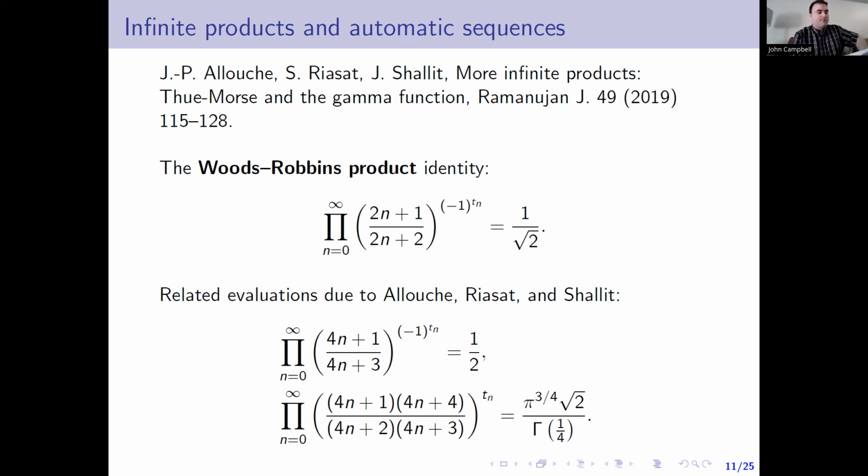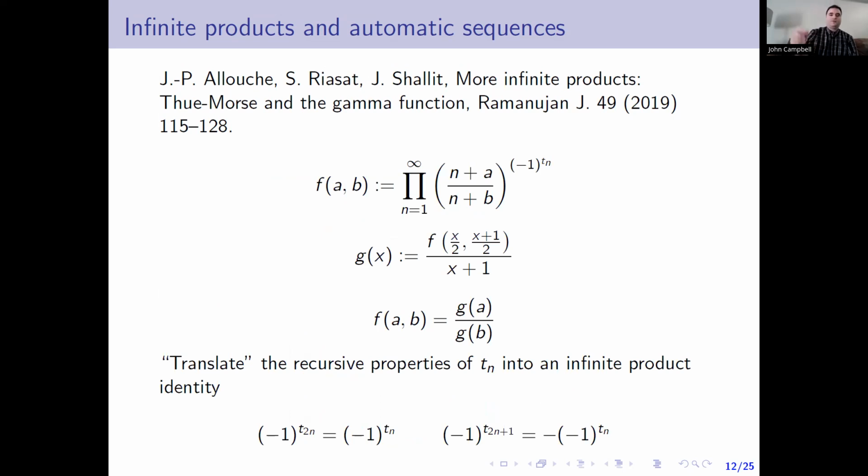The recursive techniques given by Alush, Riazat, and Shalit were applied to obtain evaluations for infinite products given by altering the rational function involved in the Woods-Robbins product and by altering the exponent of this rational function. And this inspired me to explore how a similar kind of approach could be used with the period doubling sequence and with the use of integral operators in the manner I was describing earlier.